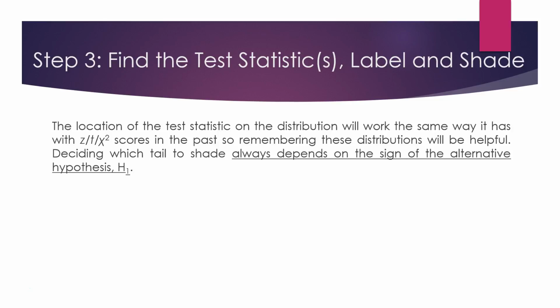The location of the test statistics is going to be the same exact way in Unit 4 as it was previously in Unit 3. So knowing these distributions will be helpful. I would definitely put that on your note sheet. And then again, deciding which tail is going to be shaded will always depend on the sign of H1. It actually has nothing to do with where your Z or T score is. It's just based on what your H1 says. So you can't be a robot. I usually write in step 1 which tail or tails I'm going to shade.